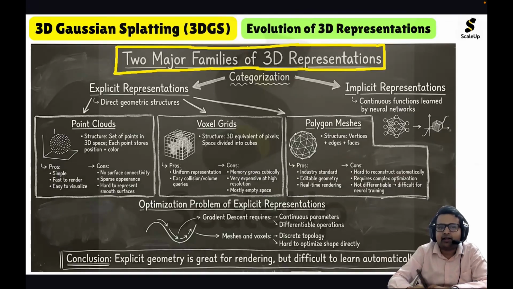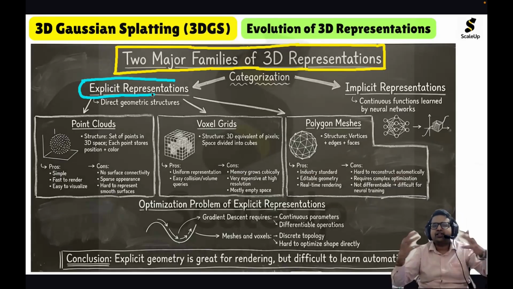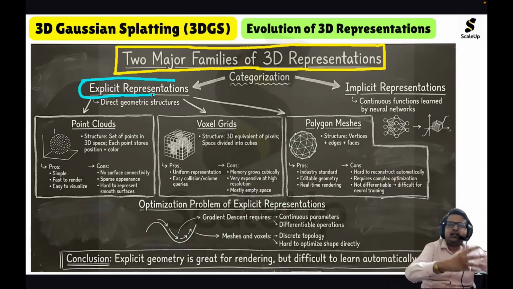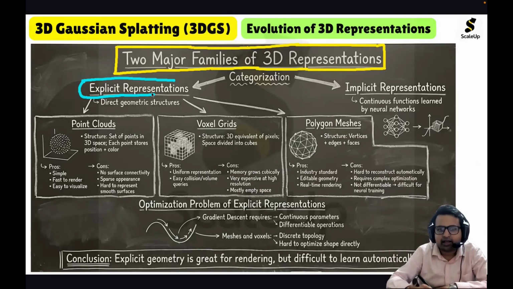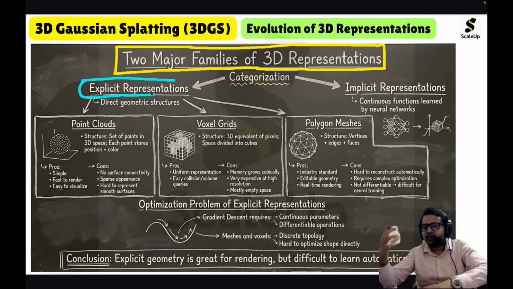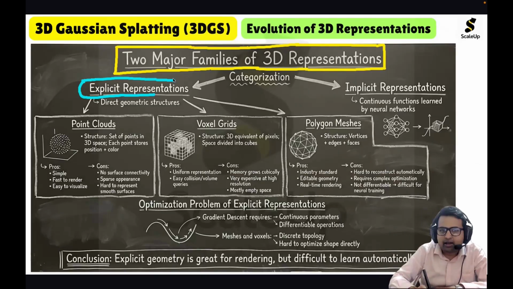So the idea is that if I want to represent a pixel in 3D space, and not only a pixel, it can be a scene also. And what is a scene? A collection of pixels is a scene. So how can I represent a scene in 3D space? In order to represent the scene in 3D space, I can go with explicit representation, or I can go with implicit representation. So we'll discuss both of these things.